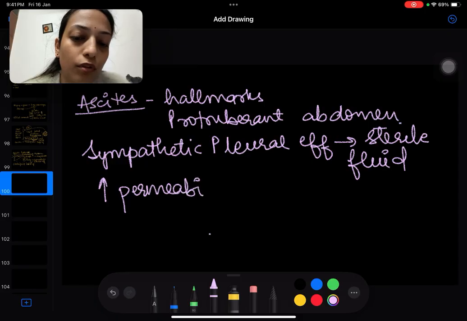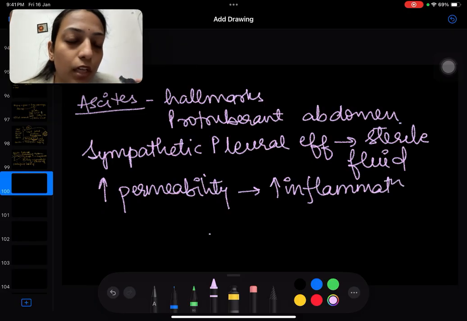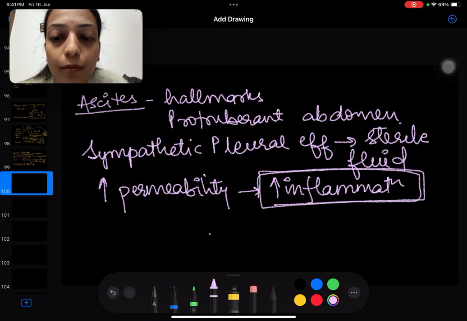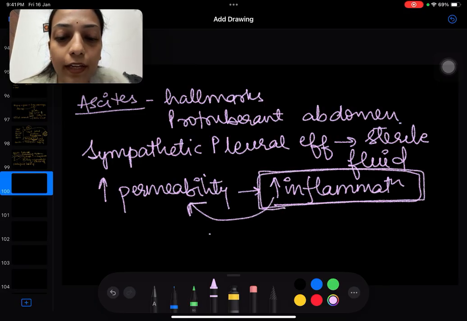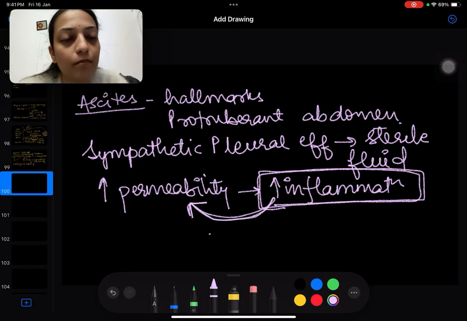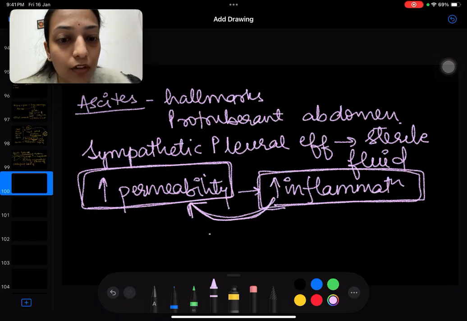So how does permeability of vessels increase? It increases because of increased inflammation. Whenever there is inflammation in surrounding tissue, inflammatory mediators are released. Since the liver is inflamed, those inflammatory mediators somehow reach the capillaries of the nearest lung, which is the right lung. Somehow it causes increased permeability, and that's how there is pleural effusion, which is sterile, not infected, and that is known as sympathetic pleural effusion.